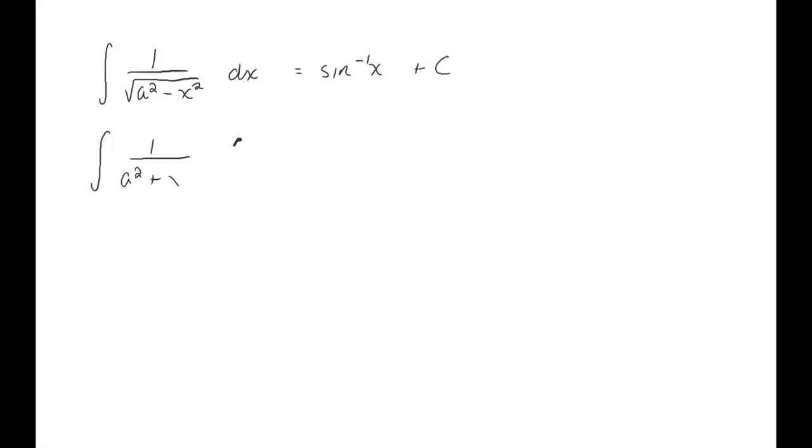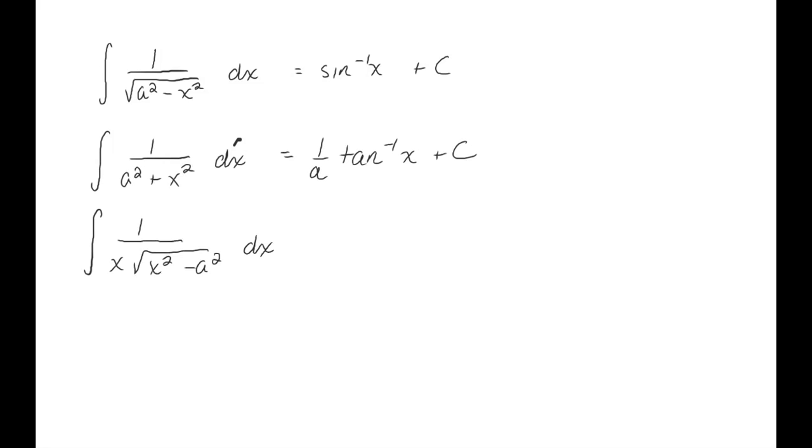Okay, they're going away on me. I'm going to write those formulas up here one more time. So we had the integral of 1 over the square root of a squared minus x squared, and that was inverse sine. And we had 1 over a squared plus x squared, and that was 1 over a times inverse tangent. And then we had 1 over x times the square root of x squared minus a squared, and that was 1 over a times secant inverse of x over a.